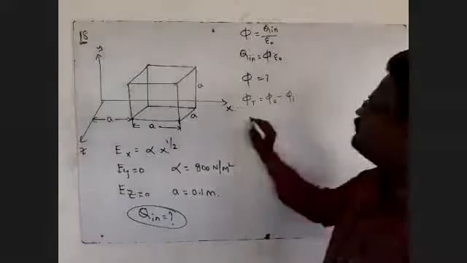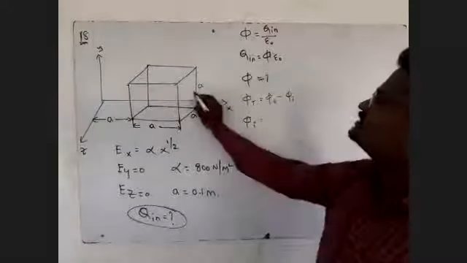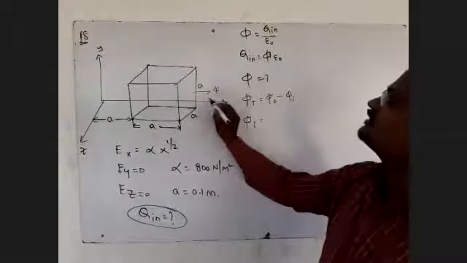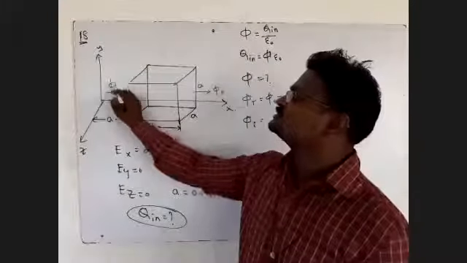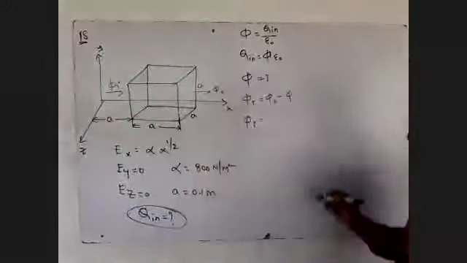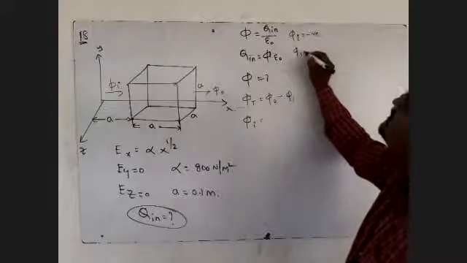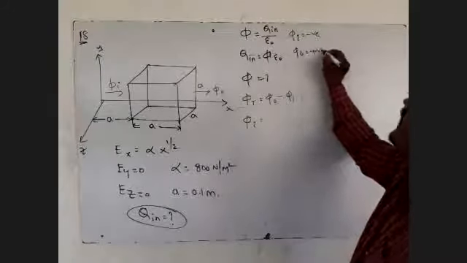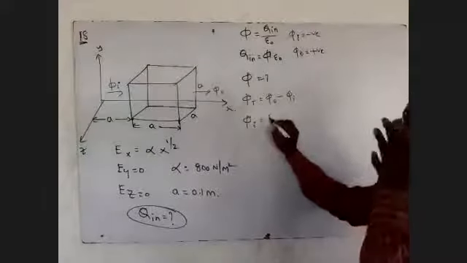So first we are finding the inside flux. This is the outside flux and this is the inside flux. We know very well the inside flux is taken as negative and the outside flux is taken as positive. Already I explained this to you. So inside flux, the general formula.